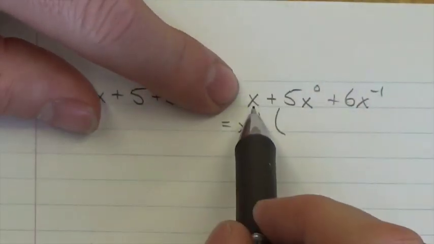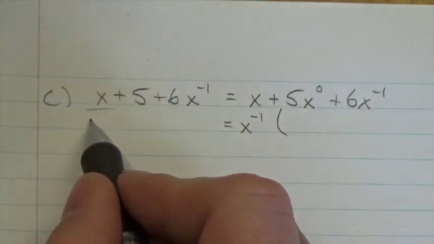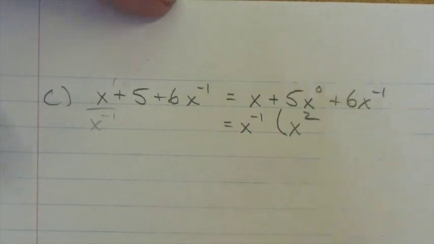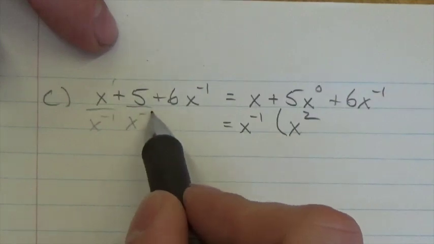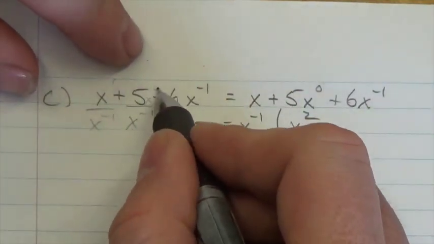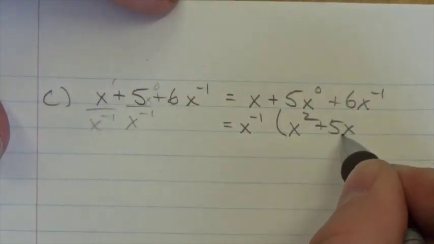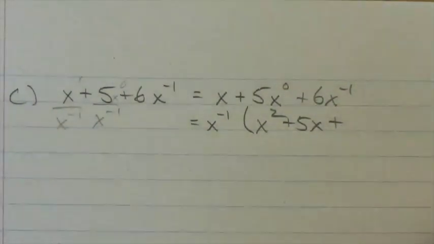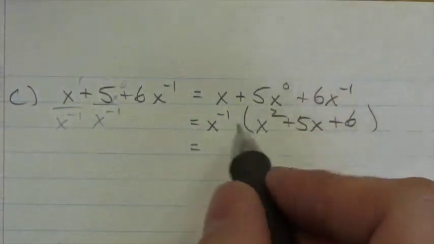Now when I do that, when I divide x to the 1 by x to the negative 1, just think about that. When I divide this by x to the negative 1, 1 minus negative 1 becomes x squared. Now, here's where the fun begins. I've got 5 divided by x to the negative 1. Well, that's like x to the 0 divided by x to the negative 1. So 0 minus negative 1 is x to the 1. And now over here, when I divided out the x to the negative 1, it's gone. And so I'm left with this trinomial right here.